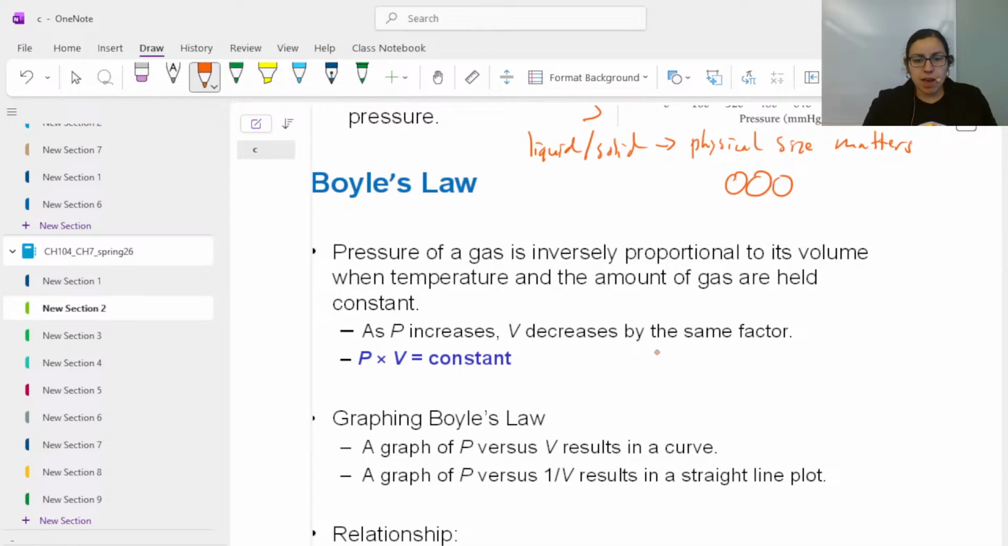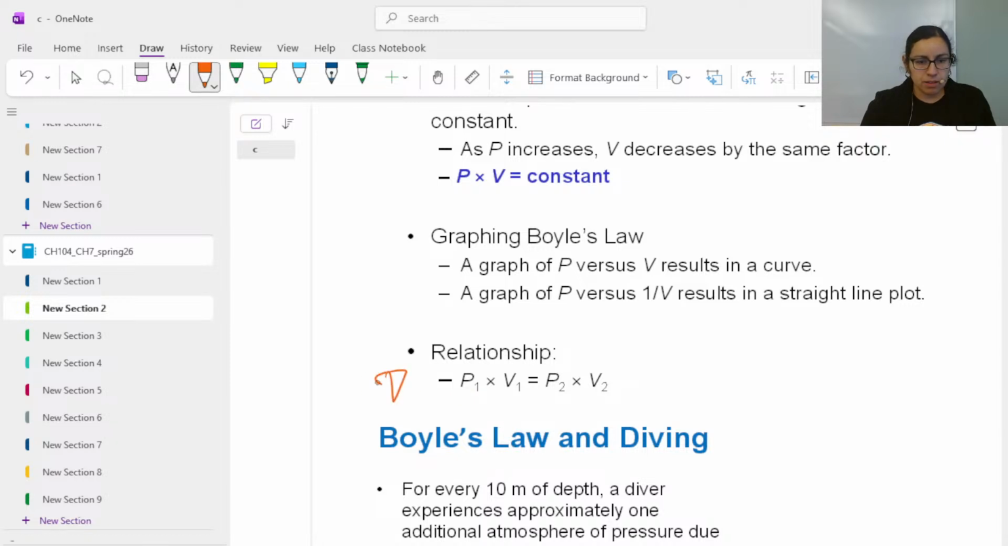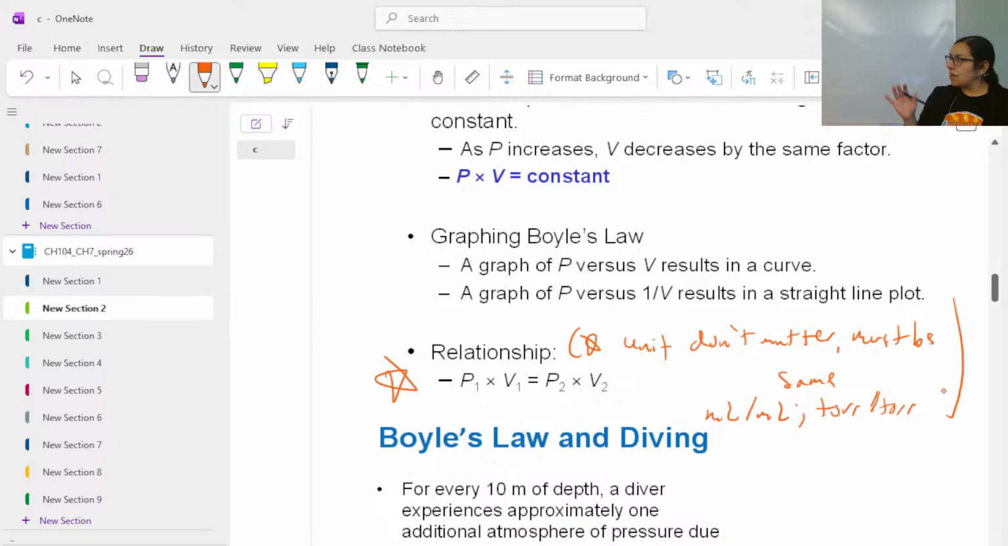And so then we have the math part of that. We have this pressure times volume relationship is constant. So we could rewrite this as our formula: our initial pressure times our initial volume equals new pressure, new volume. And when we're just looking at this comparison, our units don't matter, but must be the same. So, milliliter, milliliter, Torr is fine. In this case, units don't matter. They just have to match on both sides since we're just doing a comparison to a constant.